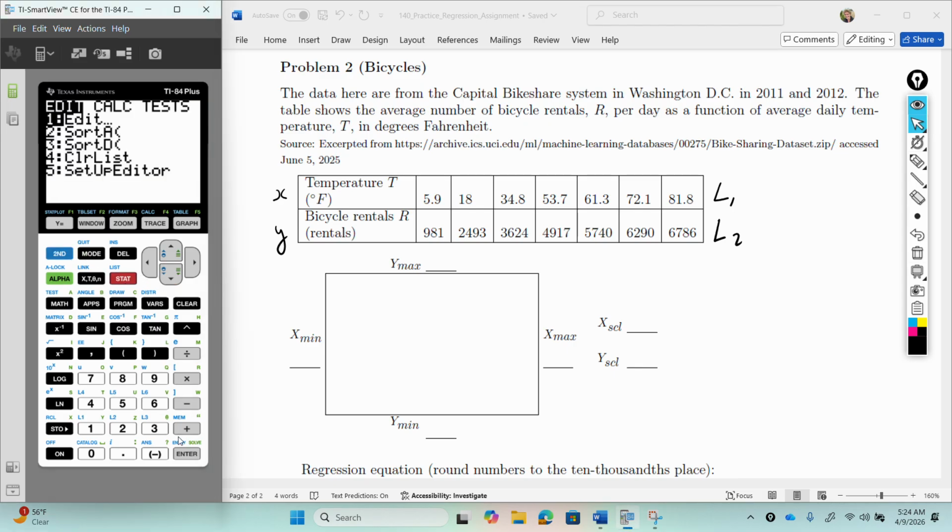So let me get out of here. I'll come to stat, and if I press enter, you can see I've got list values from a previous problem. So I'm going to need to clear those lists. So I'm going to click on stat, and I'm going to come down here to clear list, press enter, and then tell it I want it to clear list 1 and list 2. So second 1, comma, second 2, and then press enter. And so now if I click on stat and press enter, and I come over here to list 1, I'm going to put my temperature values in there.